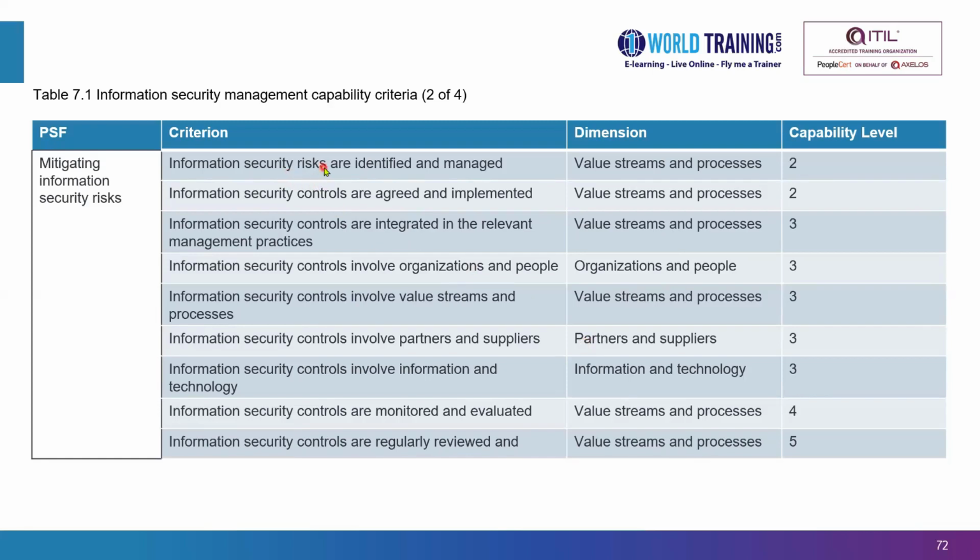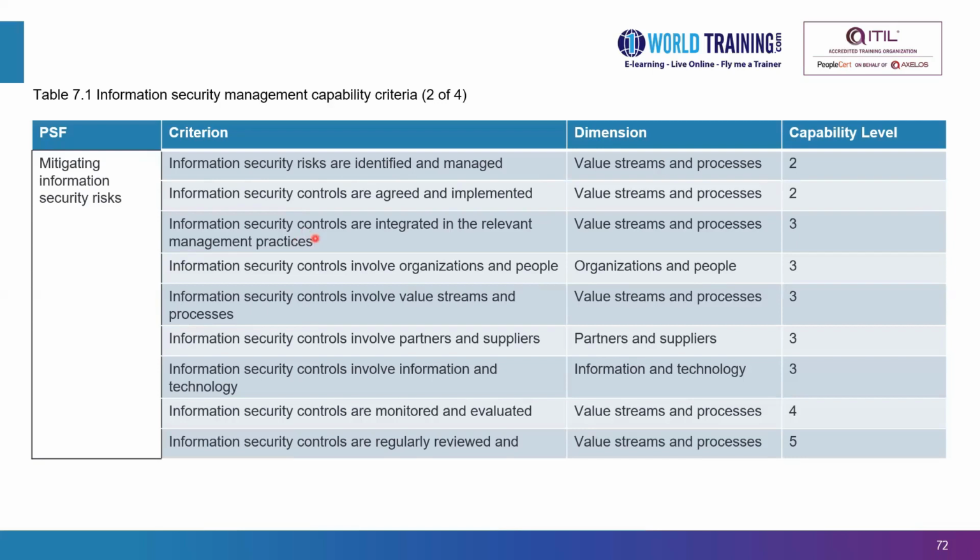At level 2, the first 2 entries are straightforward. The risks are identified and managed, and the security controls are actually agreed and implemented at level 2. And that is fine at level 2. And you might remember integration happens at level 3. So the next entry is also correct. The security controls are integrated into the management practices.